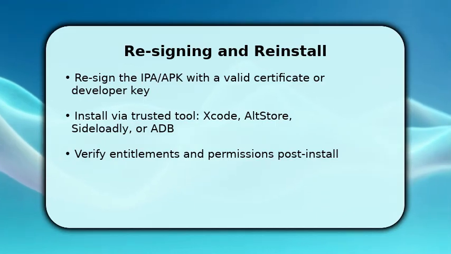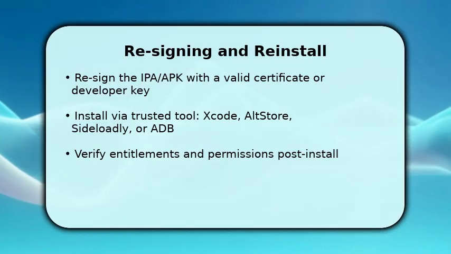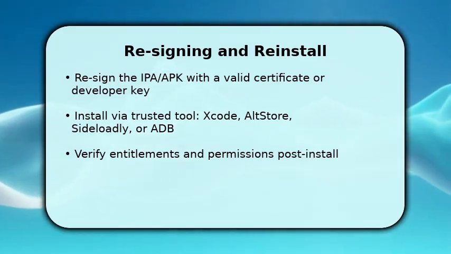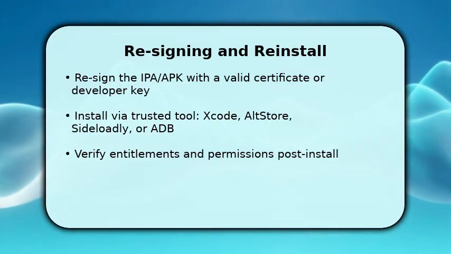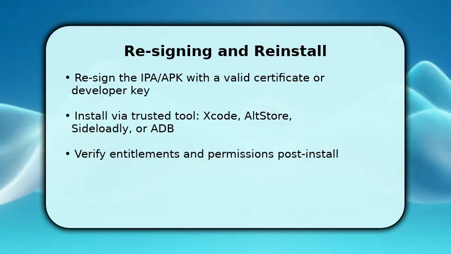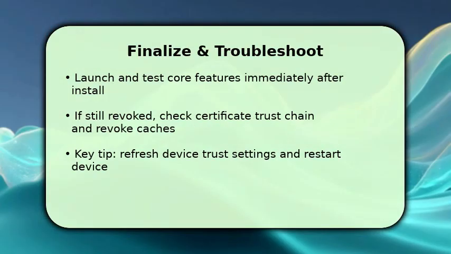Once signed, install using Xcode, AltStore, or Sideloadly for iOS, or ADB for Android. These tools preserve required entitlements. Make sure to grant necessary permissions during first run. If permission prompts fail, revoke. You finish by launching the app and exercising core features to confirm success.